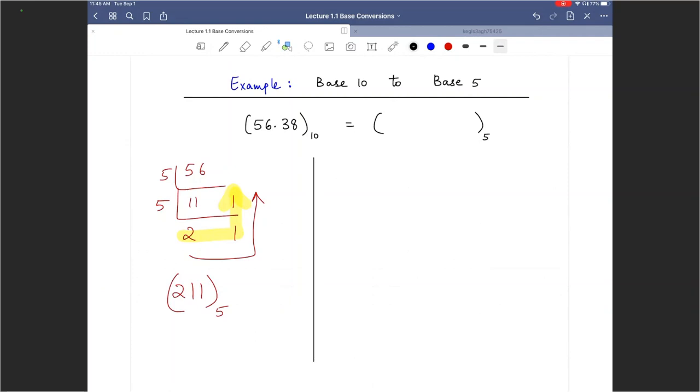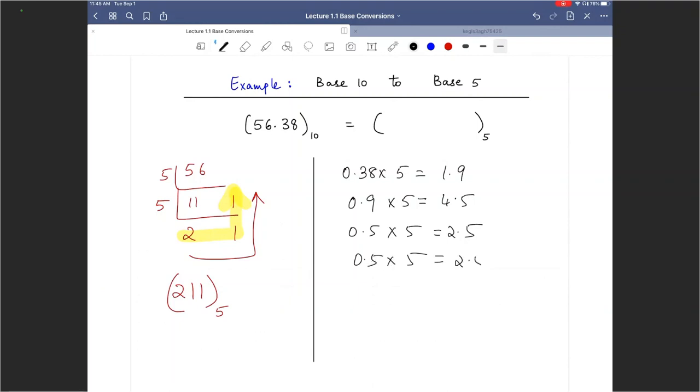And for the fraction part, I need to successively multiply 0.38 by 5. I get 1.9. I drop 1, take 0.9, multiply by 5. I get 4.5. Drop 4, take 0.5, multiply by 5. I get 2.5. I drop 2, take 0.5, multiply by 5, 2.5. And after that, it is going to be in a pattern, 2, 2, 2, 2, 2, 2, 2. So my answer is going to be what?